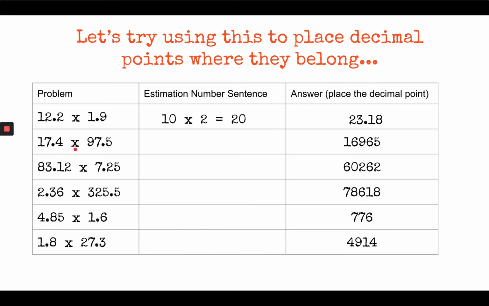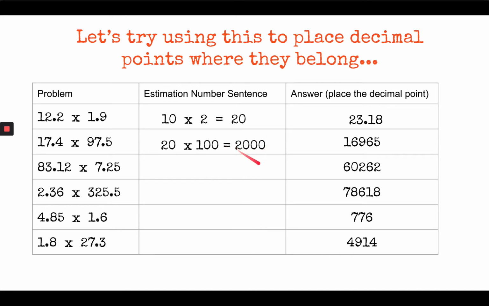17.4 times 97.5. So I want to round these again, okay? You can round them a couple different ways, but you want to make sure that you round them to the nearest whole number that's going to help you solve it, okay? So 17.4 is pretty close to 20. 97.5 is close to 100. So remember, we're making the math easier, right? 20 times 100, 2 times 1 is 2. 1, 2, 3 zeros. So my estimation answer is going to be 2,000.